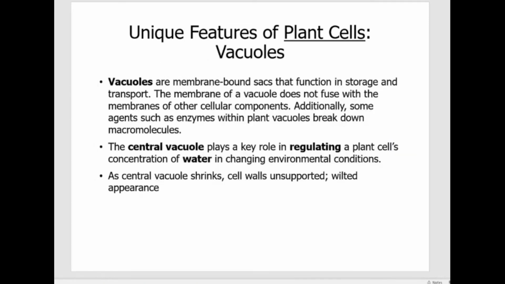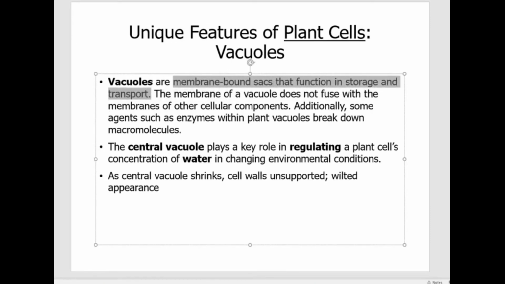All right, next one, vacuoles. It's a little bit controversial whether vacuoles are only present in plant cells, because some animal cells may also have vacuoles. So just remember that most commonly they exist in plant cells, but some animal cells may also have vacuoles. Like lysosomes and vesicles, they're membrane-bound sacs that function in storage and transport.